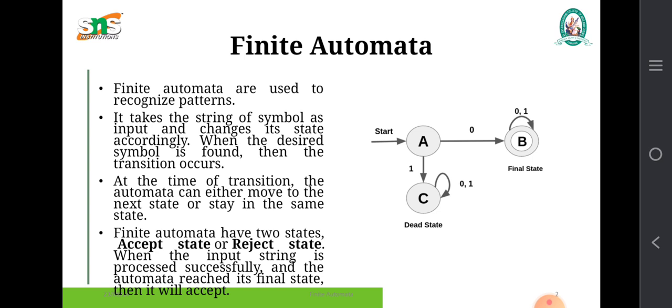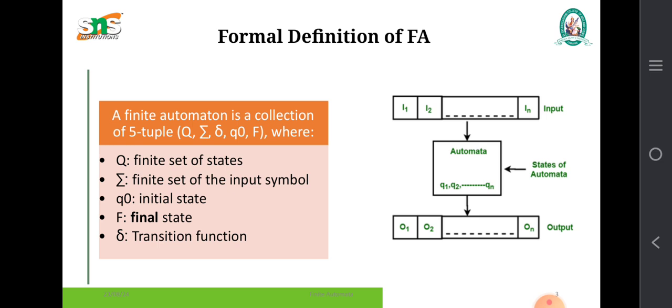So in this figure, you have seen that two inputs are coming out from A. By taking 0 as an input, it moves to the next state from A to B, which is a final state. But by taking 1, what happens? It goes to the next state C, which is called a dead state, that is a hanging state, which is not accepted. So the strings that are not accepted will go to the dead state, that is, it will not reach the final state.